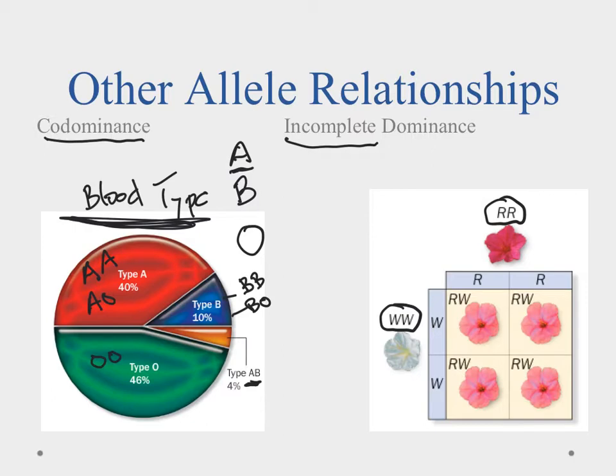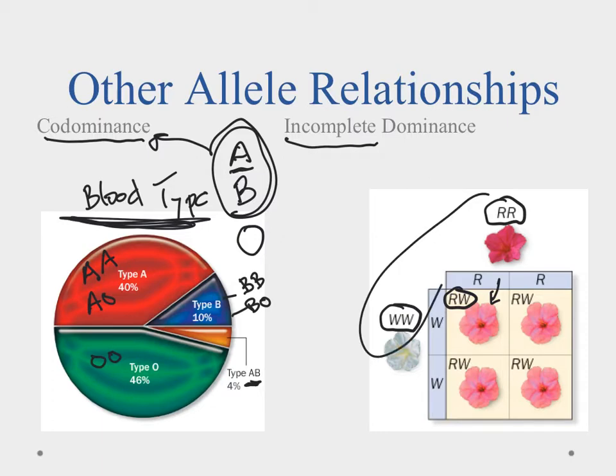However, when we cross these two together, the offspring here, this RW, are all going to be pink, and it's kind of a mixed phenotype. So we can have several alleles that are expressed at the same time in codominance, or we can have a blending of the alleles, which is what we see here with incomplete dominance.